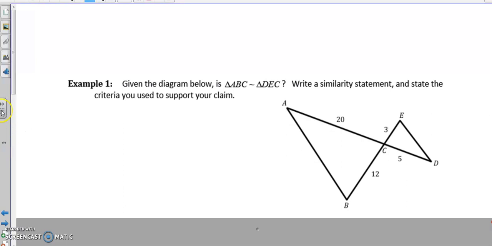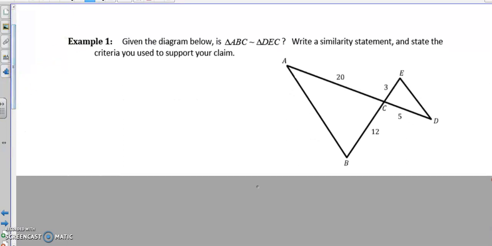So number 1, the key here is they're asking us if these triangles are similar. Is ABC similar to DEC? We don't know it right off the bat. We can't just assume that they are, because we don't have enough information. We don't know angle, angle, right? So we don't have angle, angle in this case. That's always our first option. That's the one I would always look for first. But in this case, we don't have angle, angle. We do have some side lengths, though.